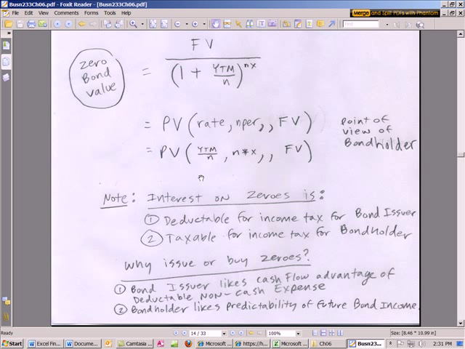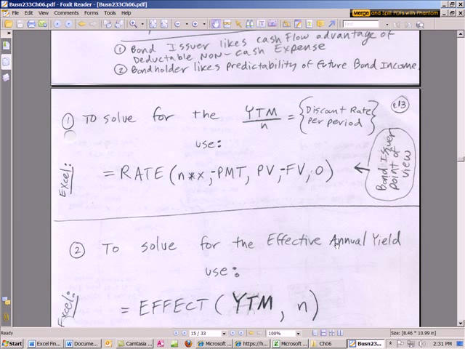Even though there's no actual interest payments being made, no periodic interest, you still have to actually calculate them. And those interest calculations are deductible for income taxes for the bond issuer and taxable for income taxes for the bond holder. All right, here's some more functions. I'll let you look through these. We will do these throughout this chapter.